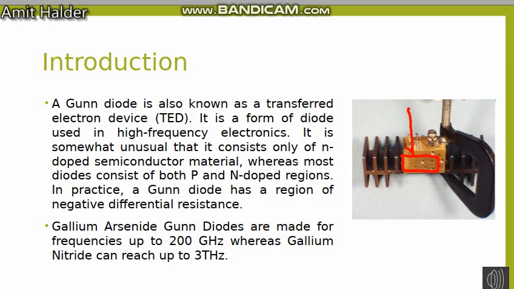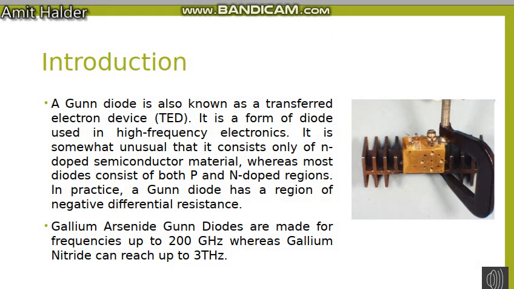So here is a diode that has been injected with high voltage to make the high frequency, and the gallium arsenide Gunn diodes are made for frequencies up to 200 gigahertz, whereas gallium nitride can reach up to 3 terahertz. So if anyone wants to transmit terahertz, they could use gallium nitride built Gunn diodes.